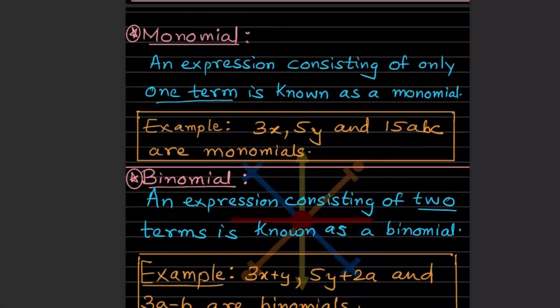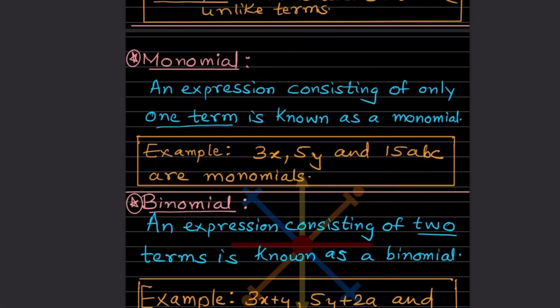Now the next term, that is the monomial. Monomial, what do you mean by mono? Always remember mono is 1. So an expression consisting of only one term is known as a monomial. Now can you see here 3x, 5y, 15abc? After 3x, we don't have any other term, isn't it? So 3x is alone, we don't have anything over here. Same with 5y, same with this one. So they are called monomials.